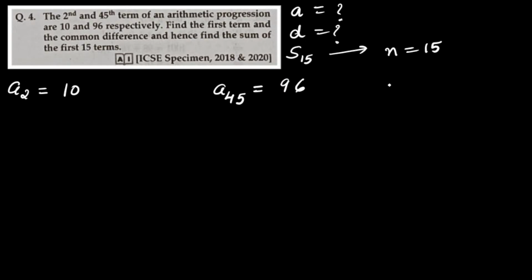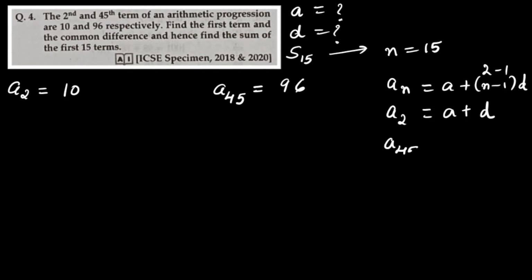How will we expand? By using the formula of an. We know an is equal to a plus n minus 1 into d. Make sure you are writing this formula. For a2, I am replacing n's value by 2, so it will become a plus 2 minus 1 d. 2 minus 1 is 1, so 1d I can write as d only. Then a45 is a plus 45 minus 1, and 45 minus 1 is 44, so a plus 44d. As I've told you, whatever number is in this formula, you have to multiply the previous number with d.